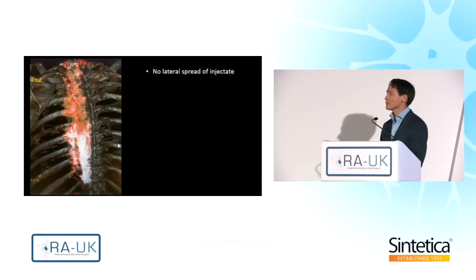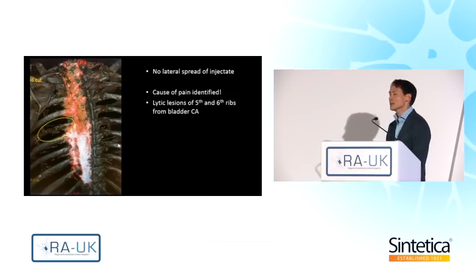But fortunately or unfortunately for the patient, what we also discovered as a result of this CT scan that we were doing for scientific investigation was that the patient actually now had an apparent lytic lesion of the 5th and 6th ribs, and it turned out to be a metastasis from bladder cancer. And this was actually what was causing his pain. It wasn't present when he was first scanned a few months prior.